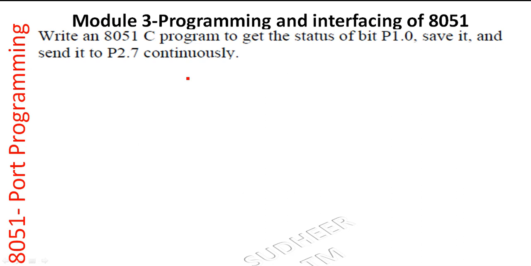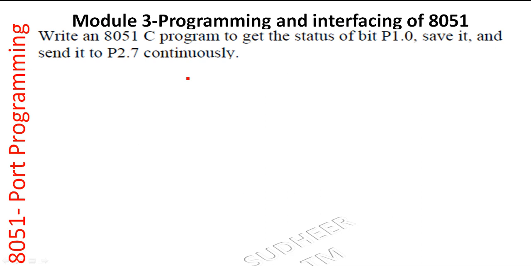Write an 8051 C program to get the status of bit P1.0. Getting the status of bit P1.0 means you should configure P1.0 as an input port. Then save it and send it to port P2.7 continuously. Save it means you can write that status of P1.0 to any of our internal bit addressable locations and send it to P2.7 continuously.